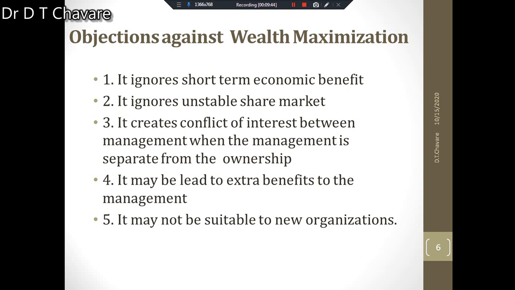It means that management used to earn extra benefit. Okay, and such an objection we also have to understand. And the next objection, the last objection, is that it may not be suitable to a new organization. It means that wealth maximization is not suitable to the new organization. In this way, these are the 5 objections against wealth maximization.